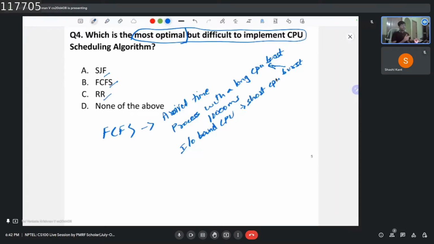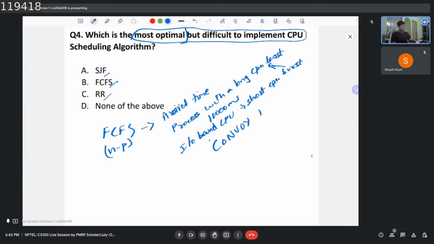And since FCFS is non-preemptive, none of the processes can preempt that long executing process for 10,000 milliseconds, and all the other processes have to wait irrespective of its priority or whether it has a shorter CPU burst when compared to the currently executing process. Nothing is taken into account. So this is something called the convoy effect.